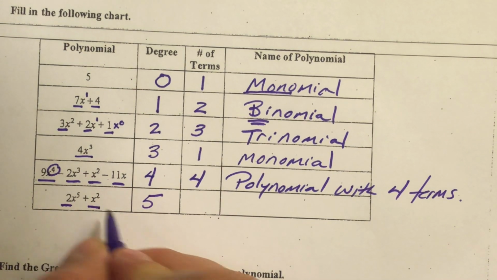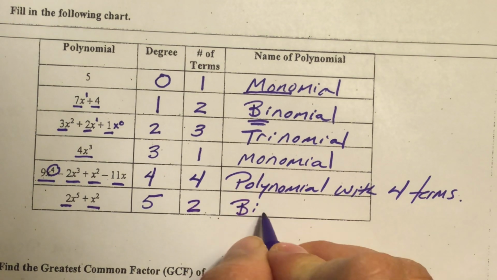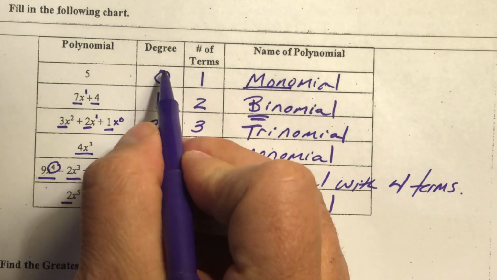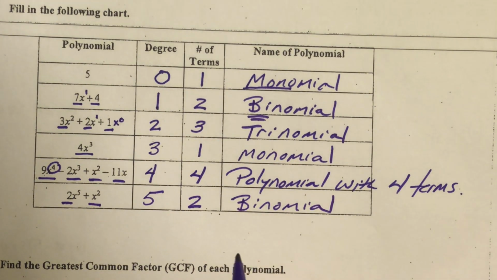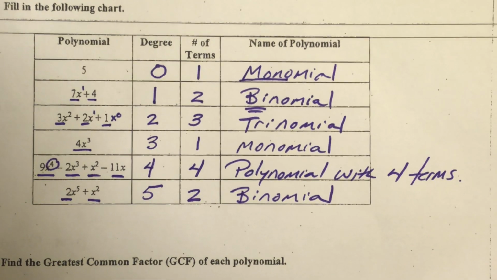We have 1, 2 terms. So this is a binomial. We'll get into the names for the degrees later, but that's kind of important as well.